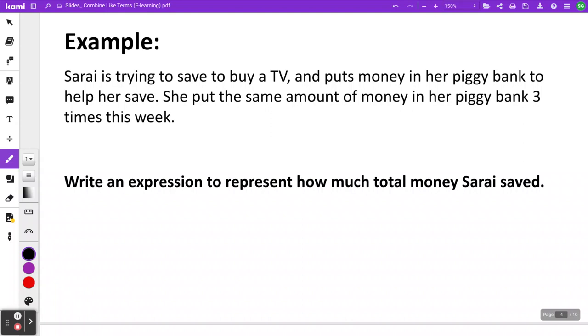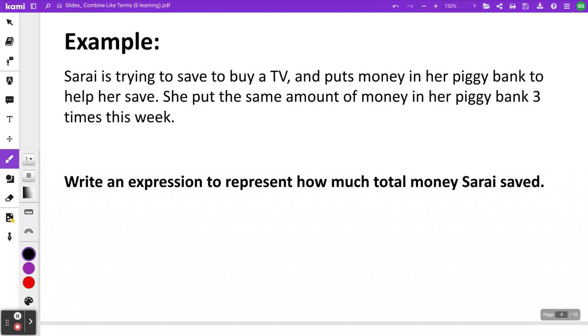So notice here we've got a similar problem about saving money in a piggy bank. But this time I've changed the story a little bit. Sarai is trying to save to buy a TV and puts money in her piggy bank to help her save. She puts the same amount of money in her piggy bank 3 times this week. You'll notice this time I didn't give you as much information. I told you she's saving the same amount of money 3 times, but I didn't tell you how much money that is. This goes back to our lesson from yesterday.